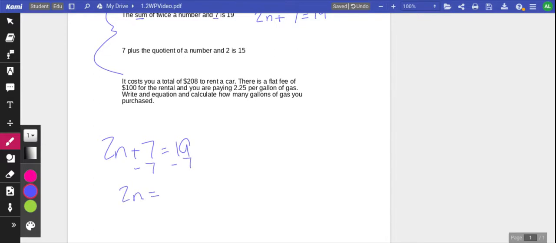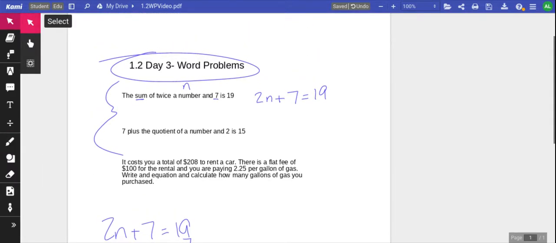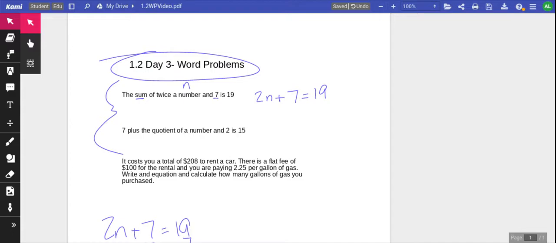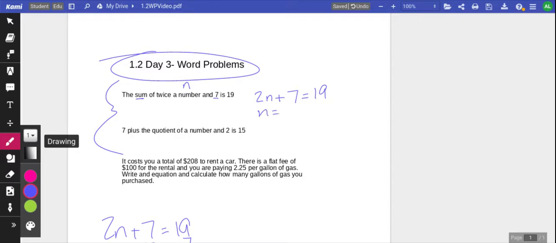I end up with 2n is equal to 12. I want to go ahead and divide out my 2. I'm multiplying here, so I want to divide. I've got n is equal to 6. All right, that should make sense. 2 times 6 is 12, plus 7 is 19. So my number is going to be 6. All right, so make sure on these problems on your homework, I need to see the equation and the solution. All right, because that's part of what these problems are asking you to do, to come up with an actual equation as well. All right, so let's do that for another one.